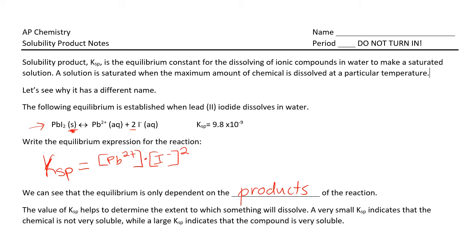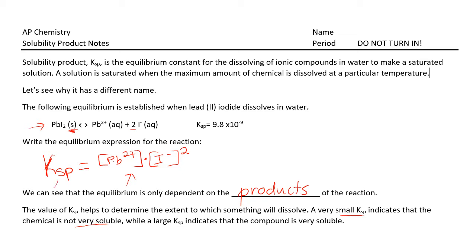So products are the mathematical result of multiplying something. So it's a solubility product. Now, when we look at these values, if we have a very small KSP, it's going to indicate that our chemical is not very soluble, meaning that we don't have very much ions here.